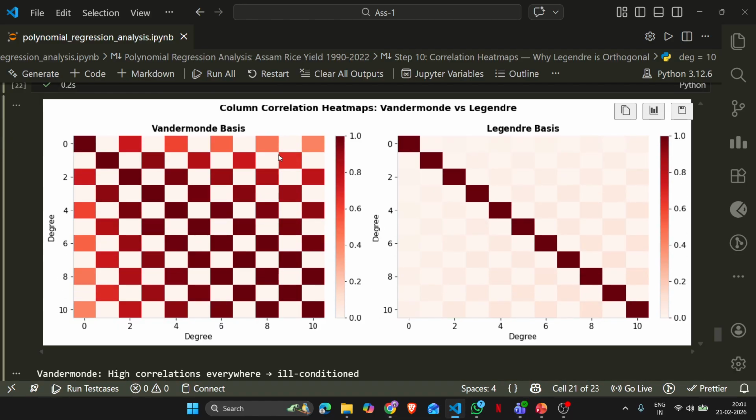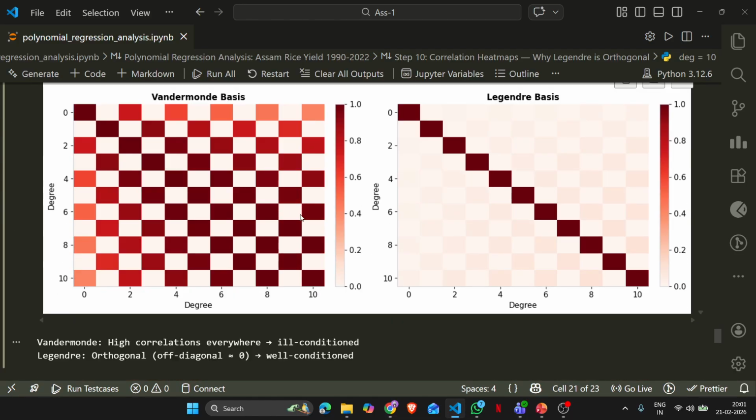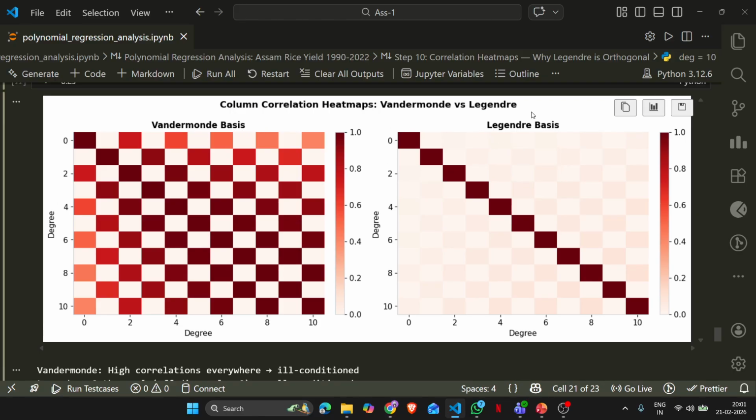this heat map, where I'm plotting for degree 0 to 10 for the Vandermonde basis as well as the Legendre basis. So in this case, you can clearly see that the higher degrees of polynomial have higher correlation with each other, while for the Legendre basis, there is minimal correlation between the different bases, because Legendre polynomials are all orthogonal to each other, and the inner product of any two picked from 0 to 10 in our case would be 0.